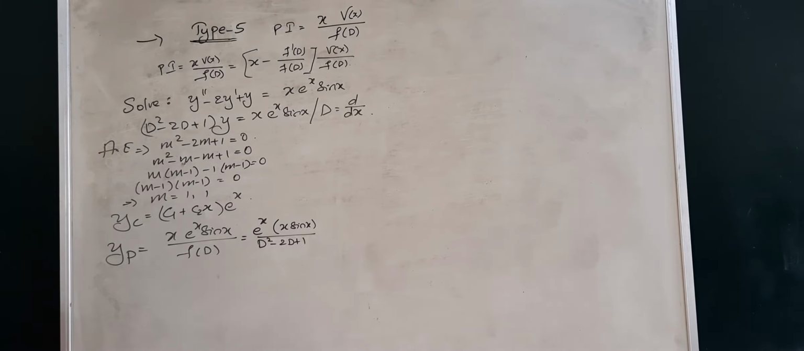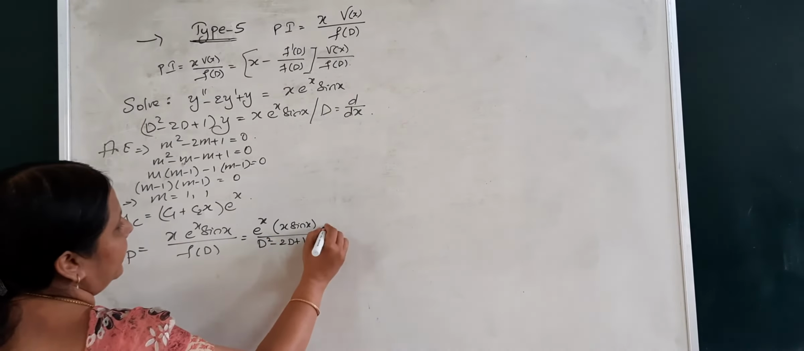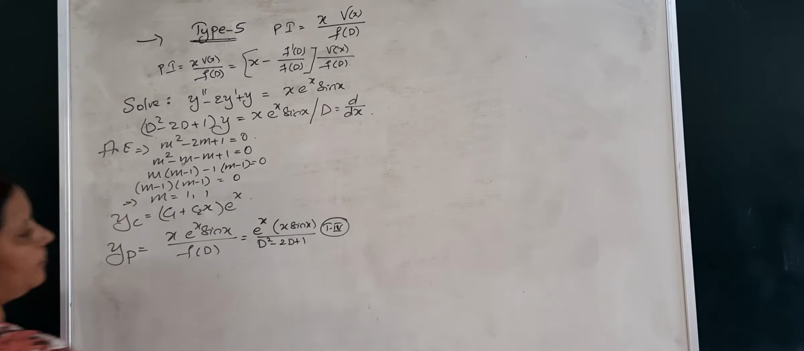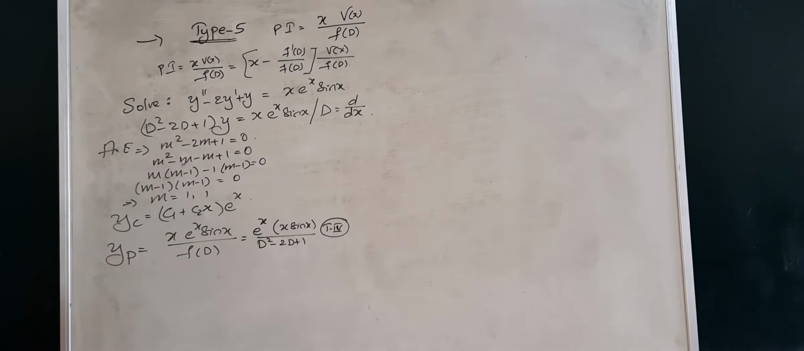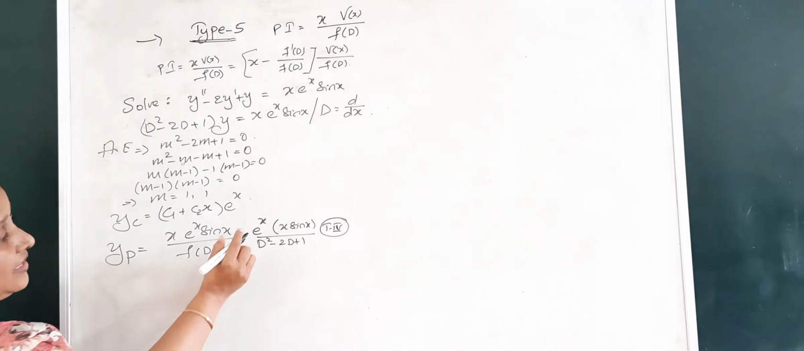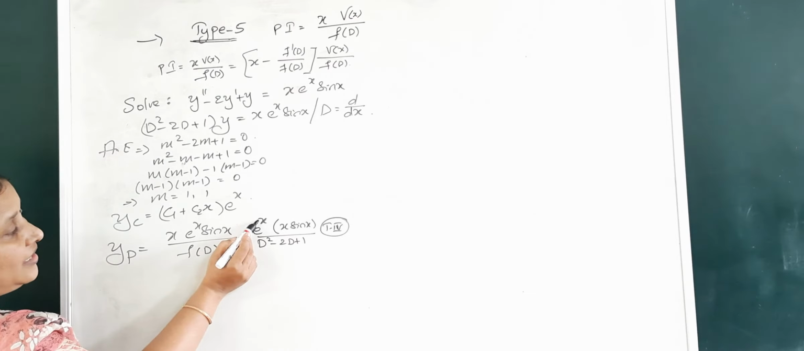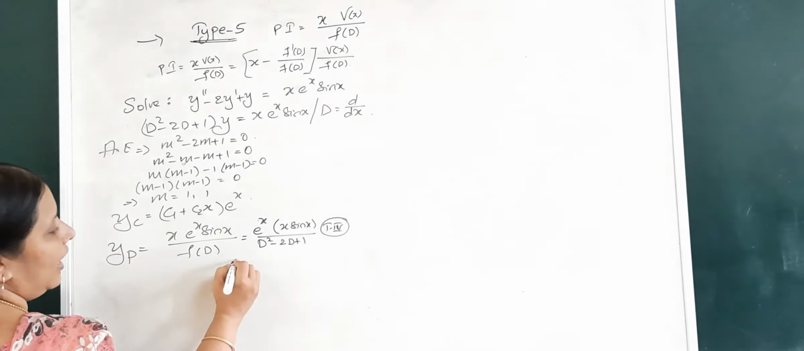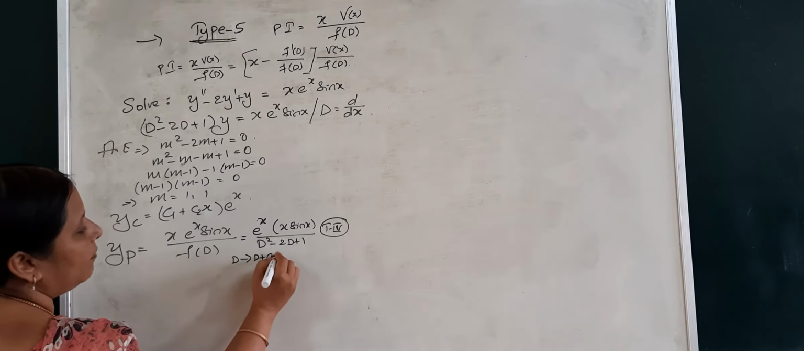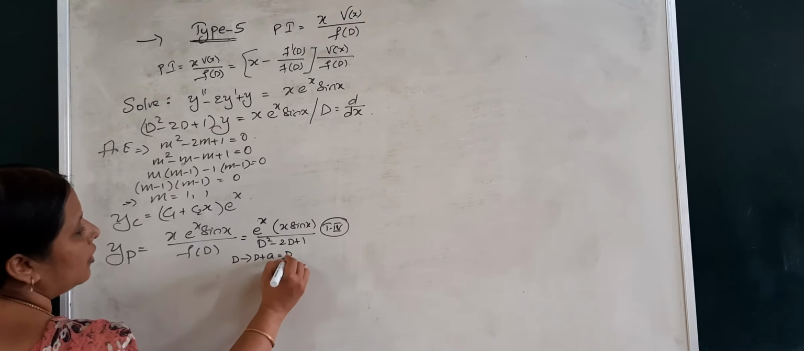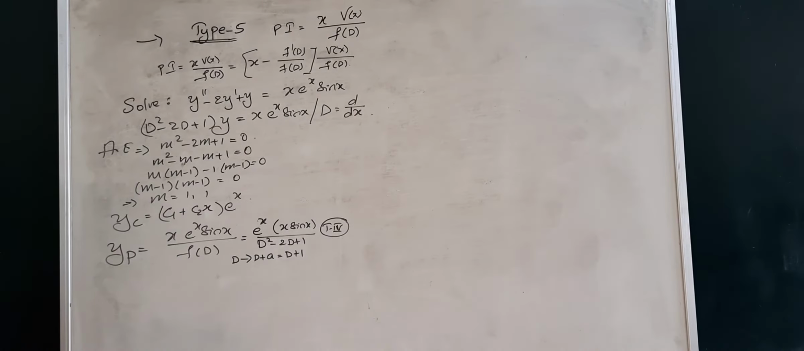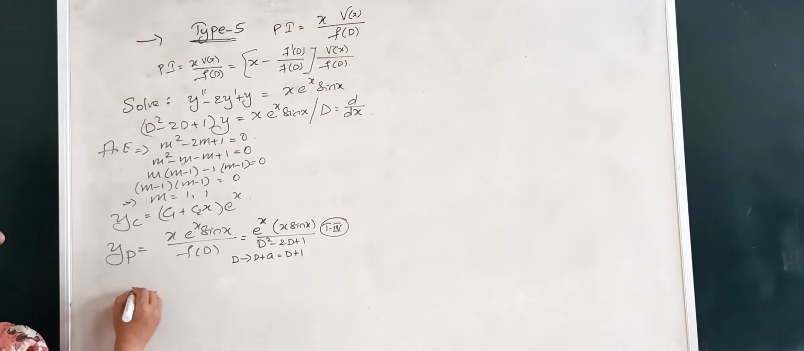Got it? Now in this case I am going to apply type 4. What does the type 4 say? D should be replaced by D plus a. What is a? a is the coefficient of x in the exponential form. So I am going to replace D by D plus a, and my a in this case is 1. So D is replaced by D plus 1. So wherever D is there in the denominator, I am going to substitute.